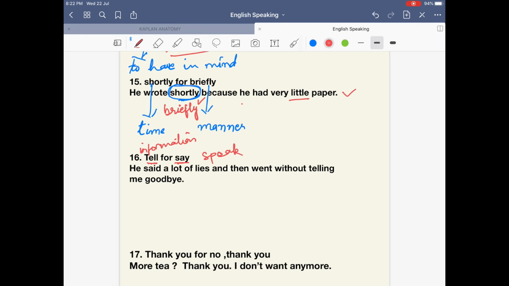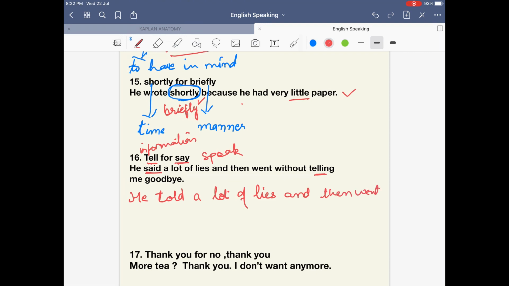The sentence is, now please have a watch, "He said a lot of lies, then went without telling me goodbye." Here two words are wrongly used. "He said a lot of lies and then went without telling me goodbye." So, it should be like that. He told a lot of lies. He told a lot of lies and then went.